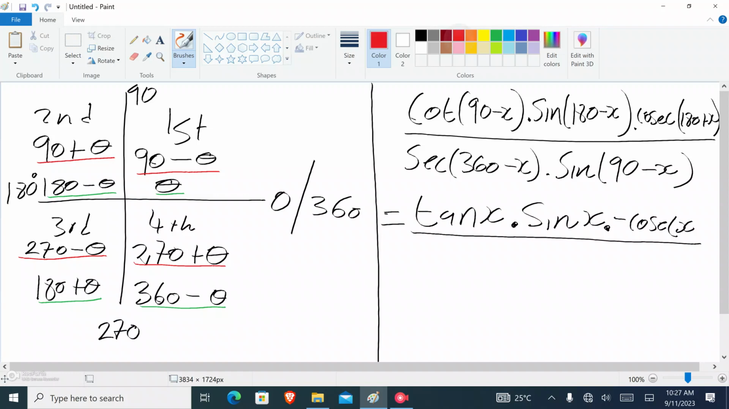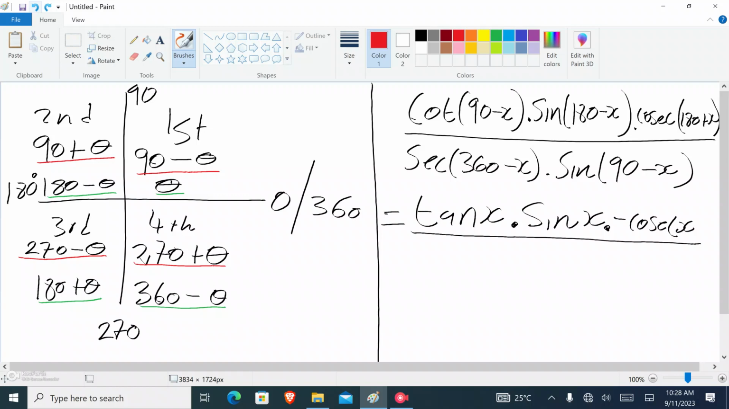Now we have sec 360 minus x. Let's look at the quadrant. What quadrant is 360 minus x? If you look at your CAST diagram, you can see 360 minus theta is the fourth quadrant. Now we ask ourselves, is sec positive or negative on that quadrant?